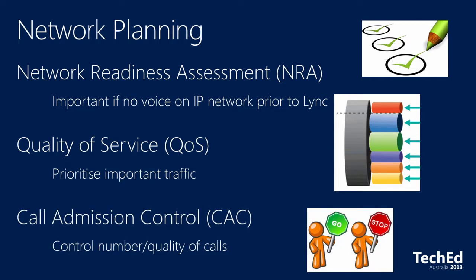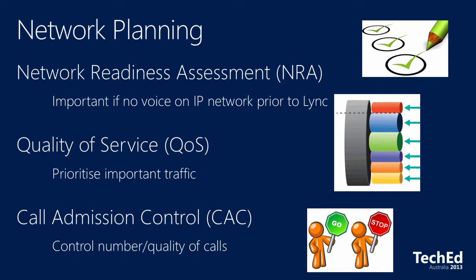Another part of that that's actually sort of related to quality of service as well is the concept of call admission control. Call admission control is about determining how much bandwidth we actually want Lync to consume on our network. So if I have a 10 meg link between site A and B, I might say that I only want my audio calls to be 100 kilobits per second each and only go to a total of 1 megabit per second, so about 10 calls.